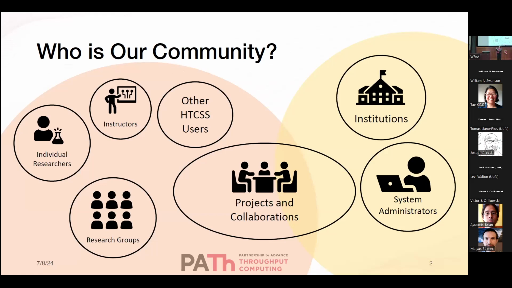I've separated users of high throughput computing on the left and providers on the right, but there's overlap between the two, and it can take the form of individuals, groups, projects, collaborations, research, teaching. There's a whole variety of people that we see as being part of this community.